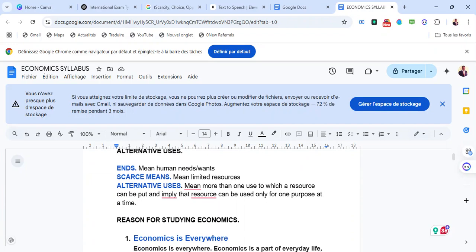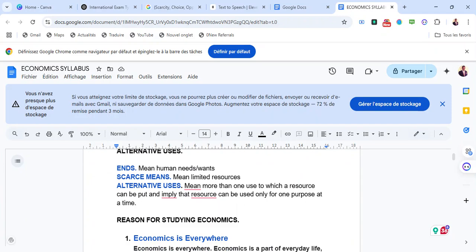Now what are ends? Ends mean human needs or wants. So ends are actually human needs or wants. So if you are asked in an exam what are ends, you have to understand that ends are actually human needs and wants. Now what are scarce means? Scarce means limited resources.